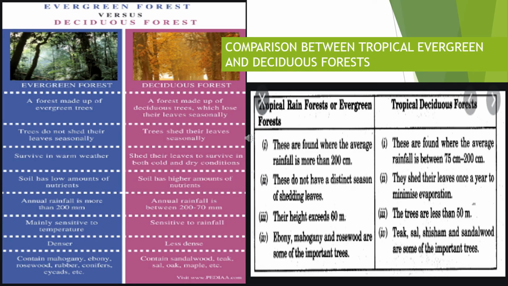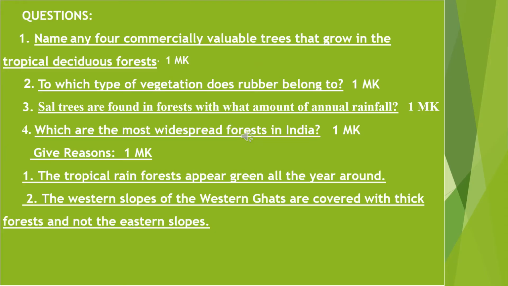Here is the comparison table of tropical evergreen forests and deciduous forests. Here are some of the questions which you are supposed to do in your notebook. If you have seen the video carefully, I am sure you will be able to answer these questions, like: name any 4 commercially valuable trees that grow in the tropical deciduous forests. Second, to which type of vegetation does rubber belong? Rubber means the rubber plant. Sal trees are found in forests with what amount of annual rainfall? Which are the most widespread forests in India?